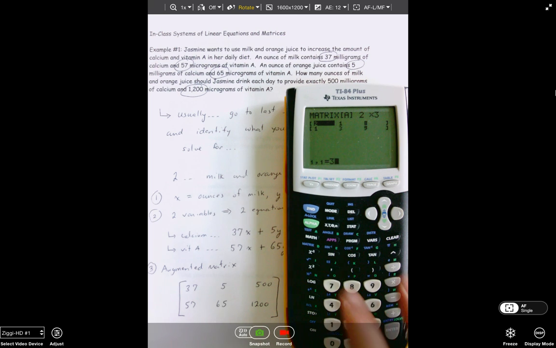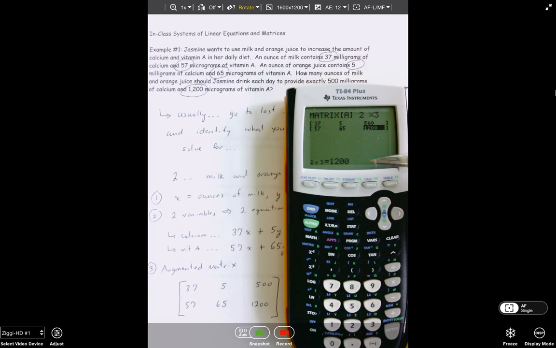So I need 37, 5, 500, 57, 65, 1,200. Now, before I go any further, I like to just stop and take a deep breath, because I don't want to do everything right so far and then just make a stupid typo. So I just go back through and check my 37, my 5, my 500. Just make sure that my values are correct.